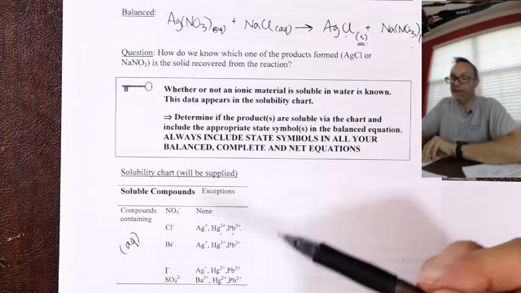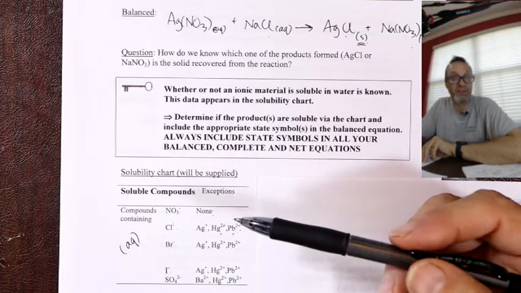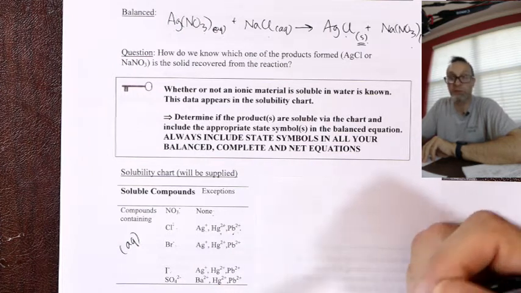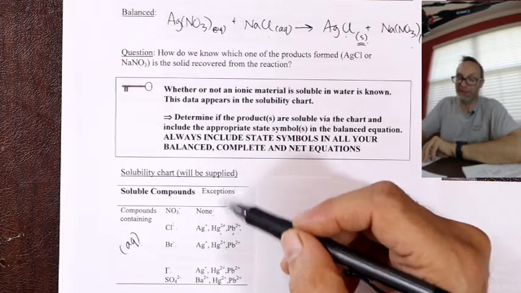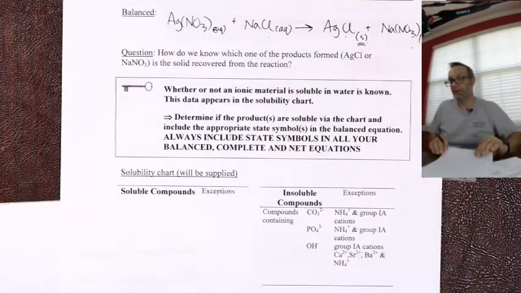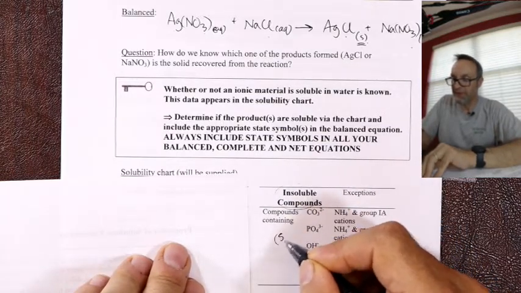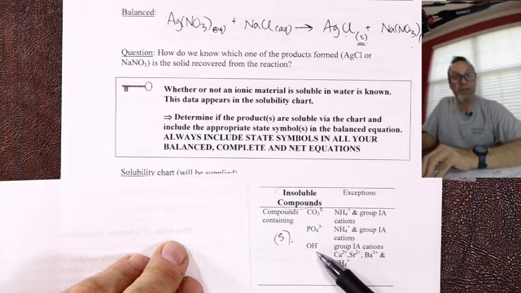Now if I kept going and looked at other ions like phosphates and hydroxides, the number of things that made solids, the number of exceptions, would grow. It would grow so much that it would get unwieldy, right? So instead of the glass being half full, we look over here at the glass being half empty. Generally speaking, these things are insoluble. These are solids. So generally speaking, carbonates, phosphates, and hydroxides are solids.